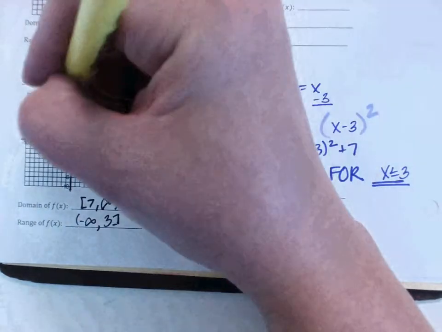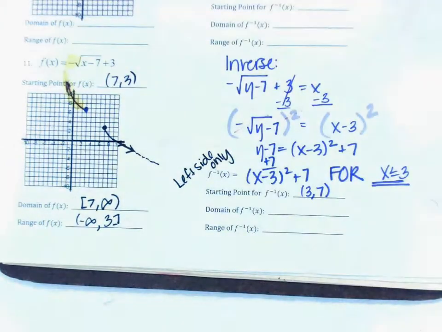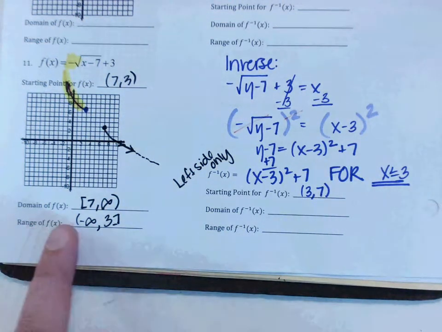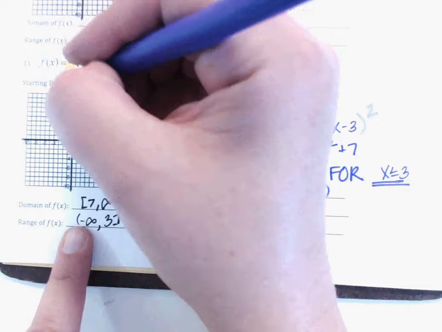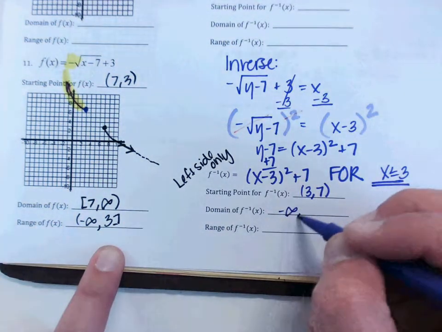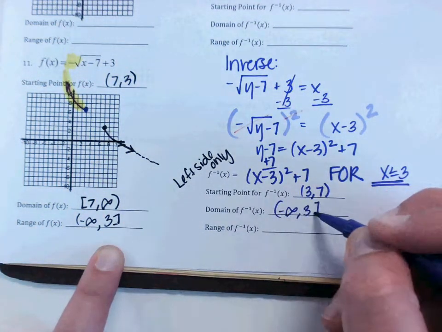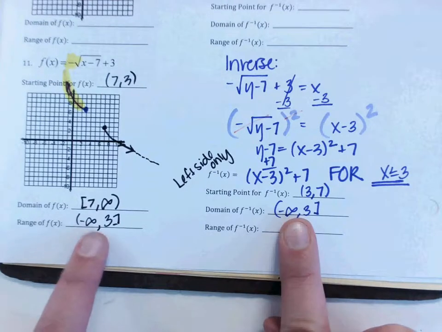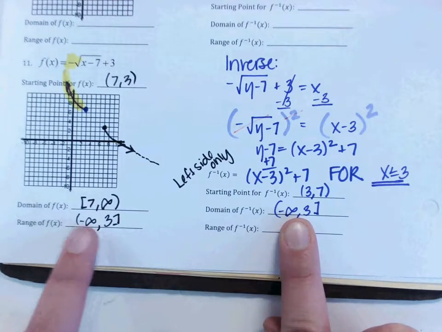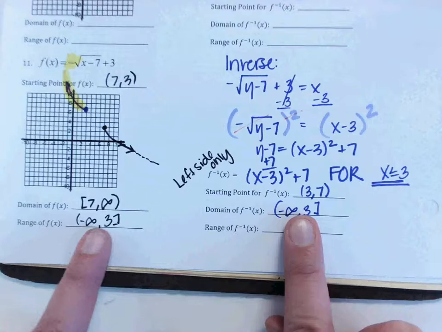What's my domain? How far does it go back on the left side? It goes from negative infinity till 3. Does that look familiar? Okay, it should. That was your old range. So my new domain is my old range.